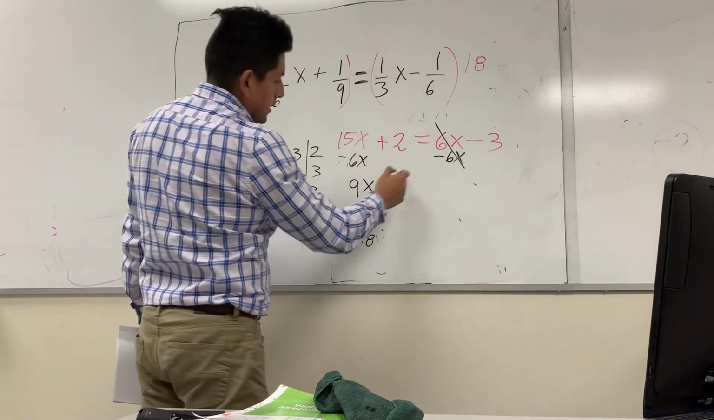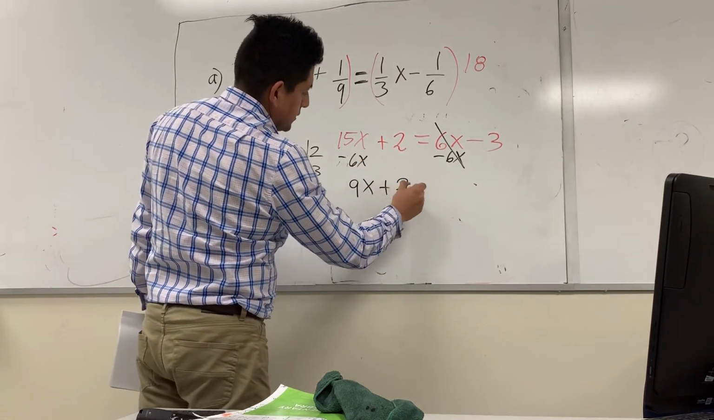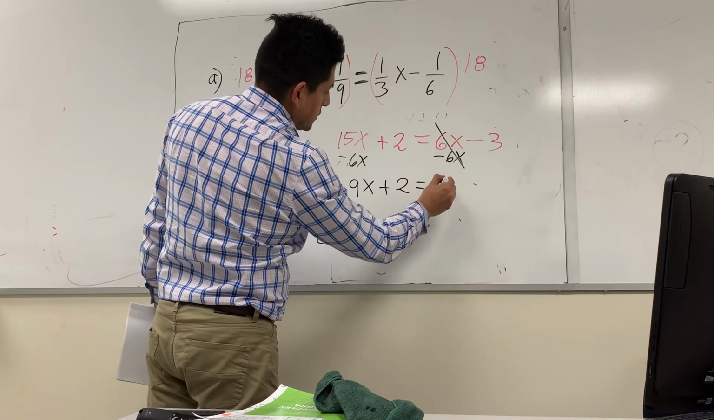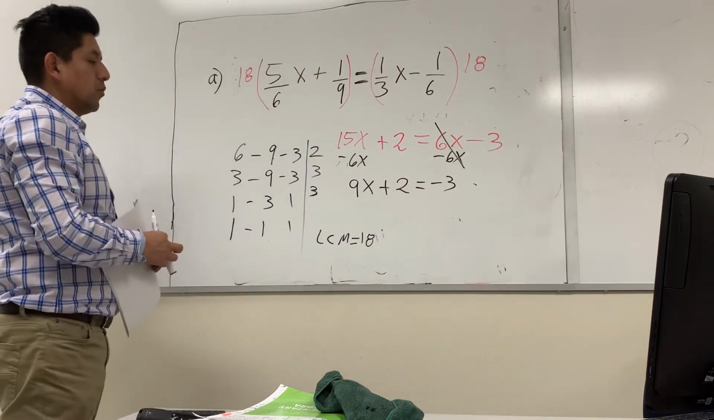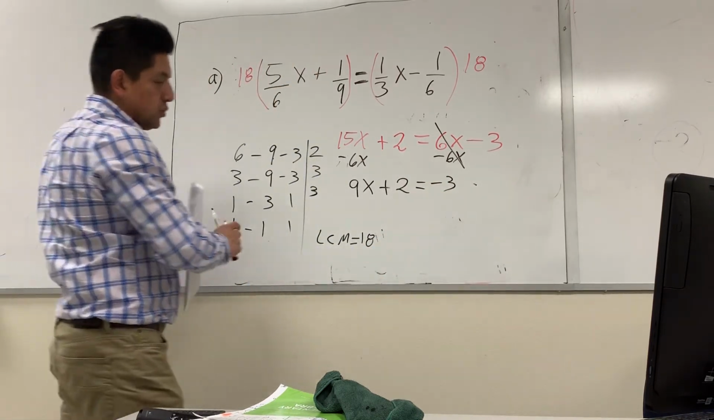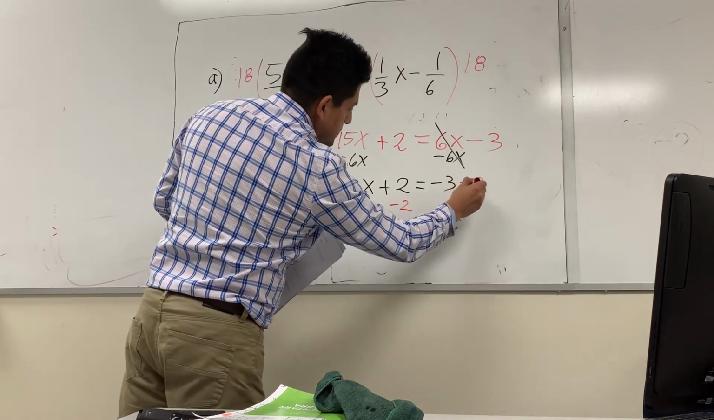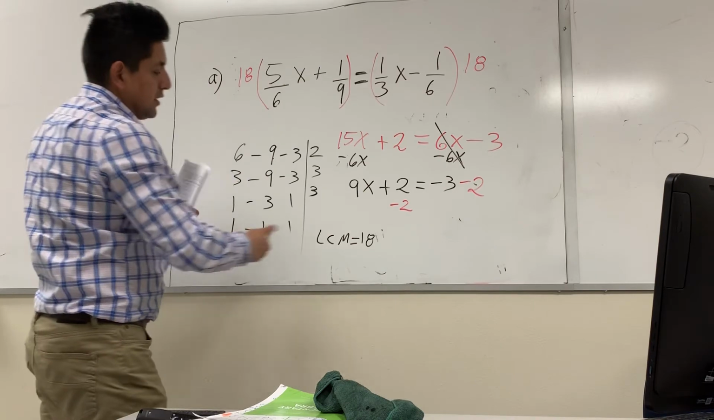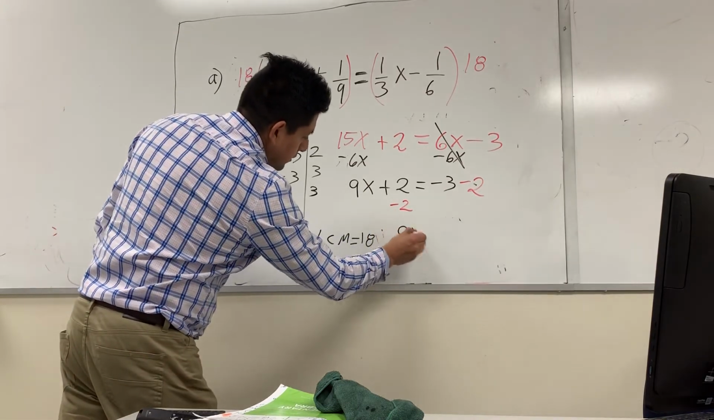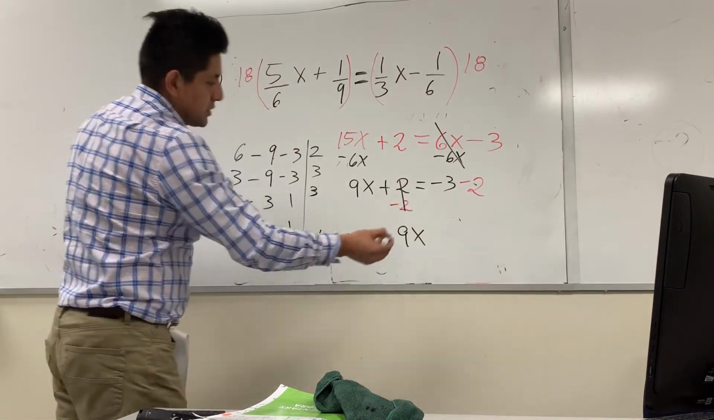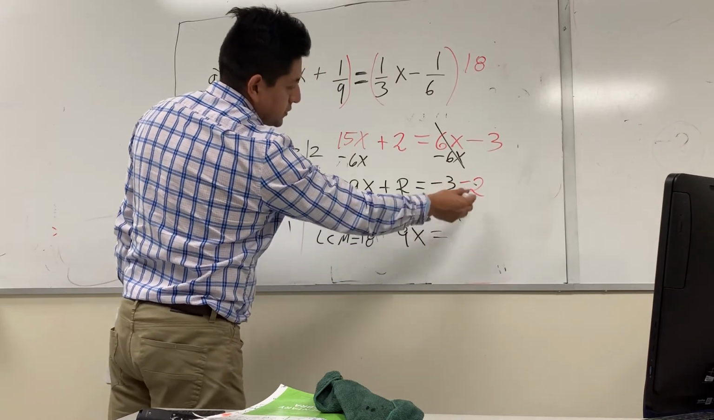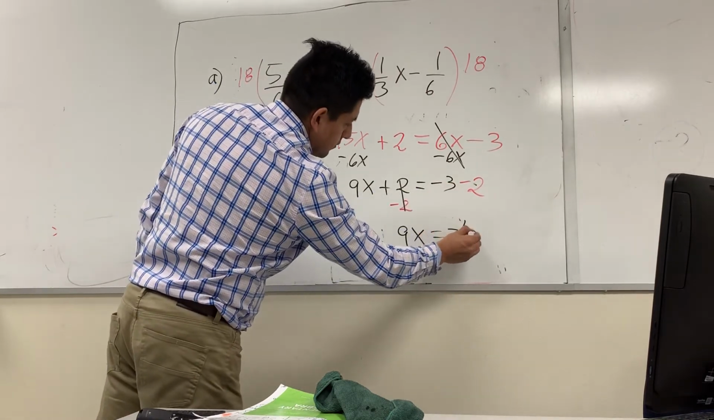And now I can, let me copy it. So I have this one is equal to -3. What I can do now is subtract 2 to both sides, and I'm left with 9x on this term because 2 minus 2 is 0, and I have -3 minus 2, which is -5.